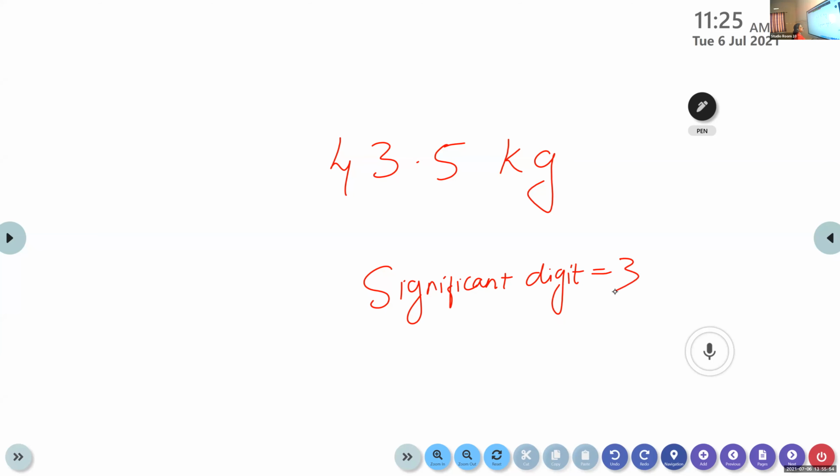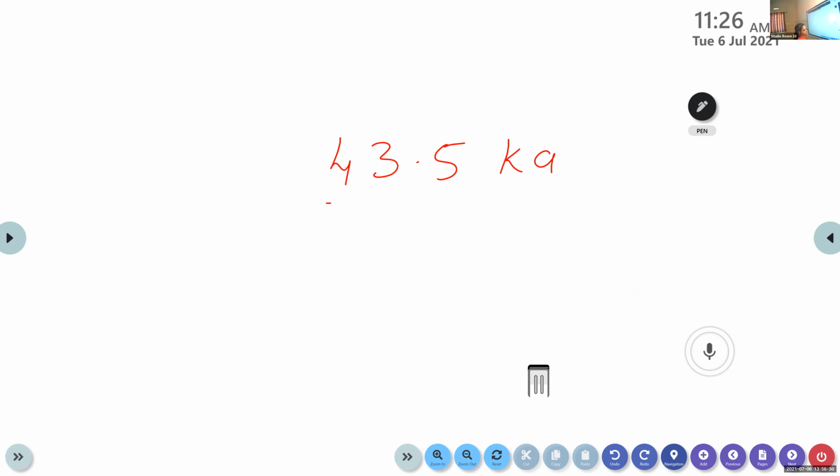Have we got it? Here, what is the reliable measurement, John? What are the reliable digits here? 4 and 3 are the reliable digits. So here we have 2 reliable digits plus what is the uncertain digit here, Alantina? 5. And how many uncertain digits are there? 1. So 2 plus 1 is equal to 3. So the significant digit of this measurement is 3. Is it clear?